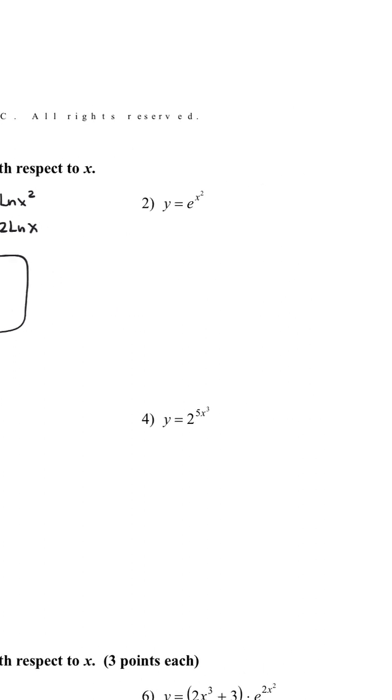Question 2, the rule for differentiating base e exponential is the derivative of e to the u is e to the u times u prime. So the derivative of y with respect to x of e to the u is e to the u times u prime.